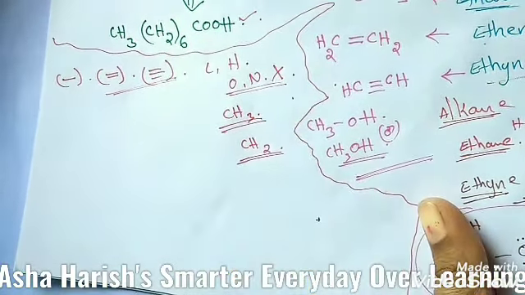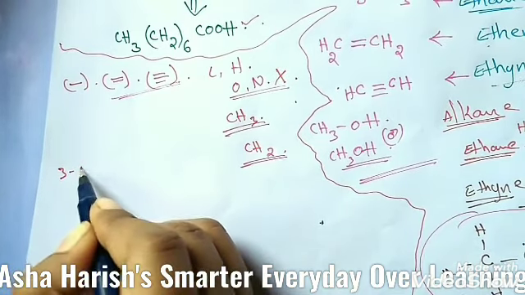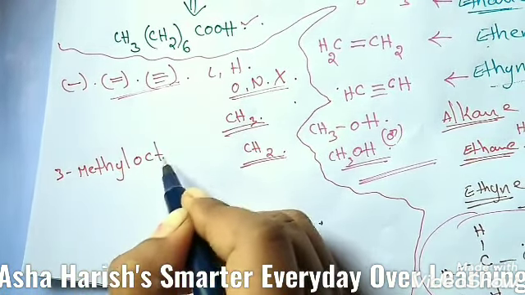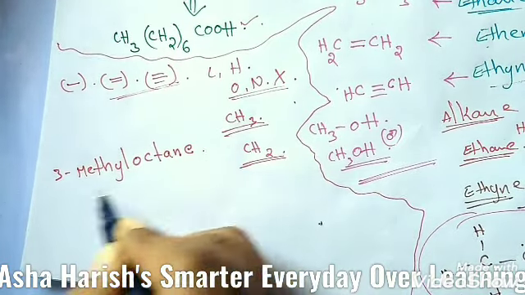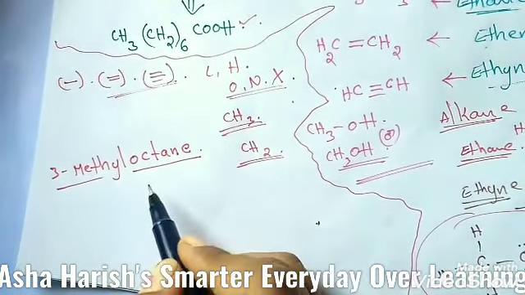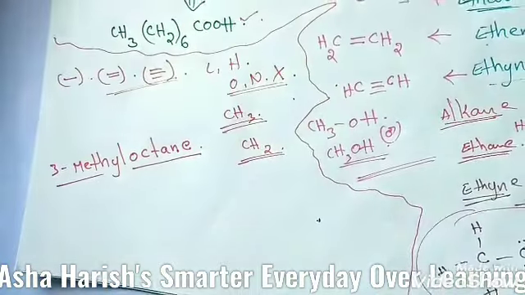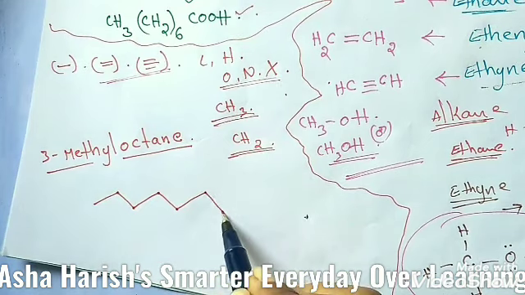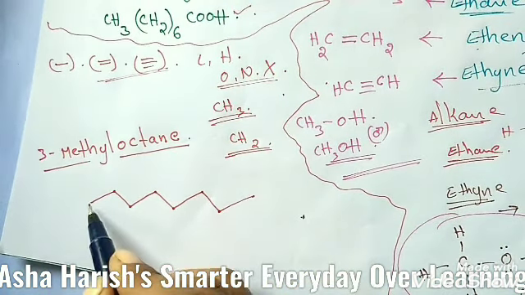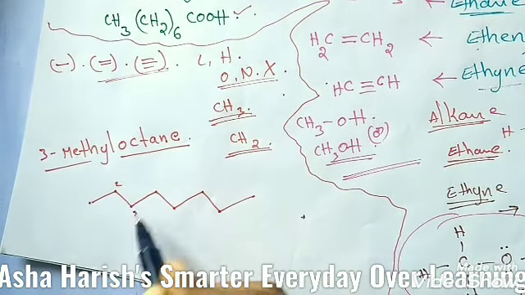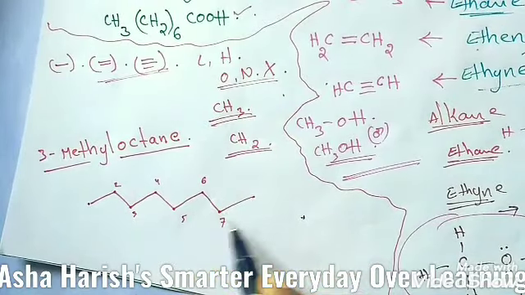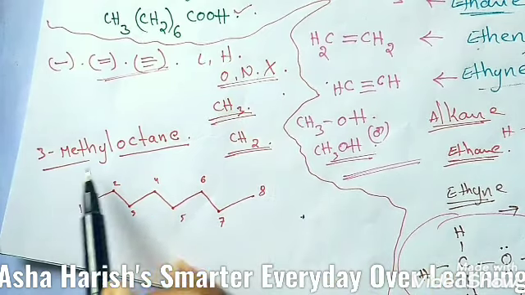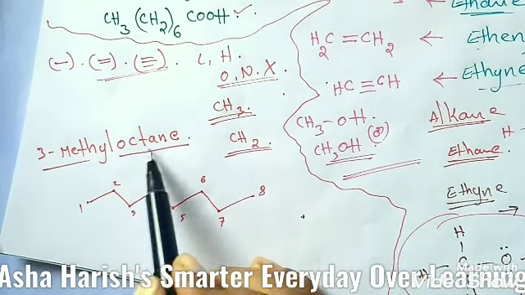For example, dear students, the best example is 3-methyl octane. It can be represented like this: 3-methyl octane. If you count the carbon atoms here, 1, 2, 3, 4, 5, 6, 7, 8, 8 carbon atoms are here. In 3-methyl octane, oct means 8.